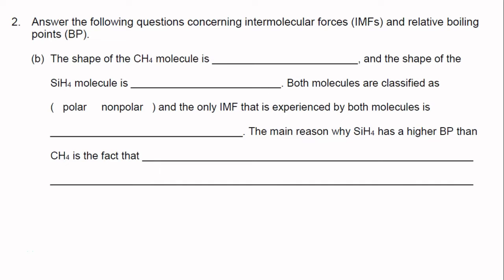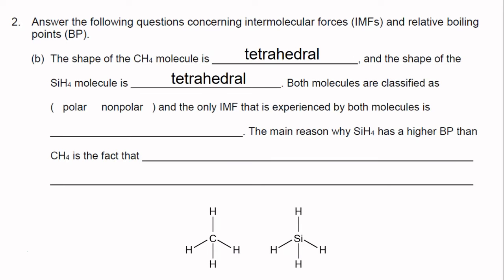In our next comparison, we're looking at CH4 and SiH4. Now, we will be talking about the size of the electron cloud in this example. So as far as the shape of these two molecules, they're both going to contain 8 valence electrons total. They're going to have tetrahedral geometry. And since they are symmetrical and the bond dipoles all cancel each other out, these molecules are both classified as nonpolar. The only intermolecular force that they would experience are London dispersion forces.